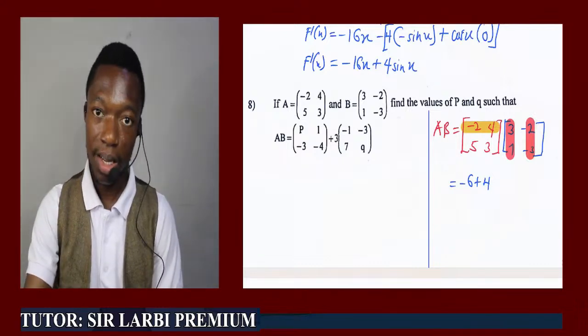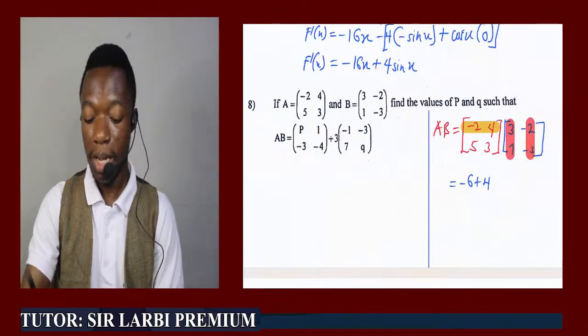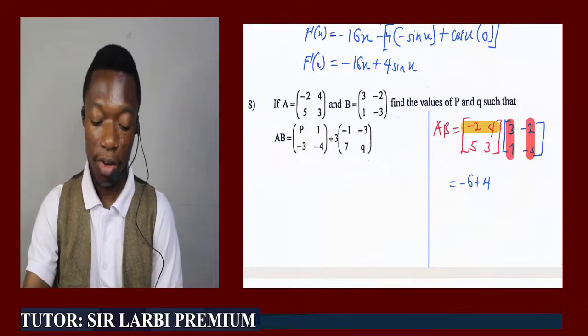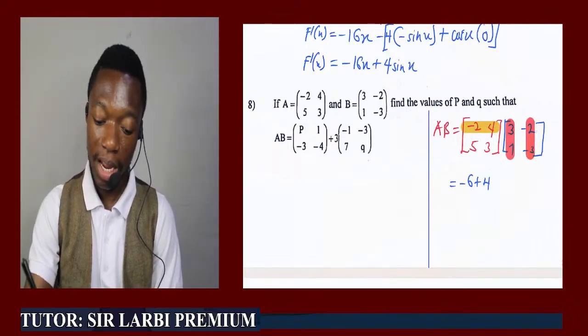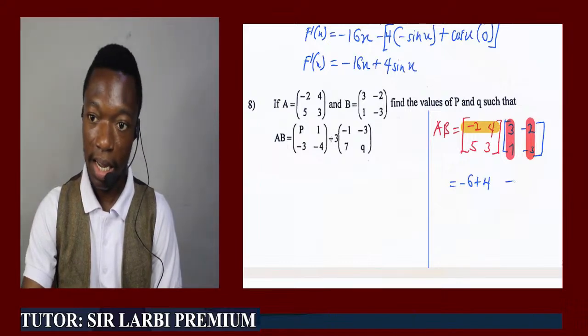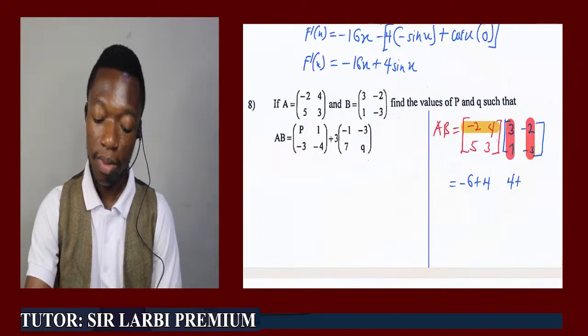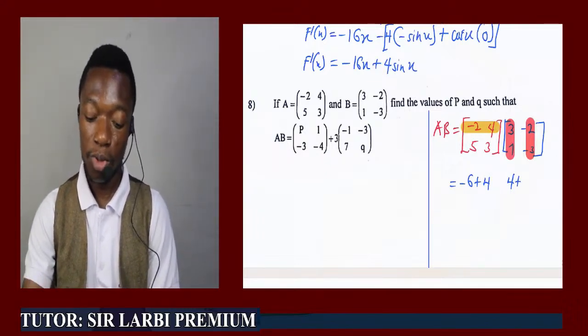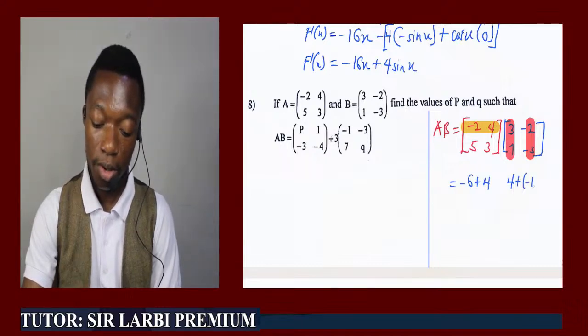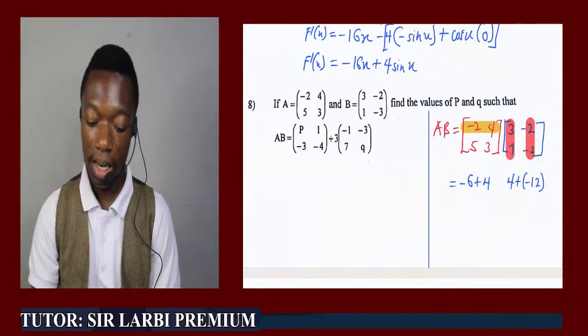Then the second element on the same row, that's the first row of the result, is also going to follow the same thing. So -2 multiply -2, you're getting positive 4. Then plus. Then positive 4 multiplying -3, you're supposed to get negative 12. So you just add up.